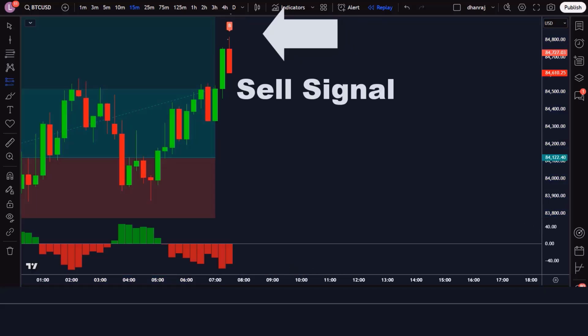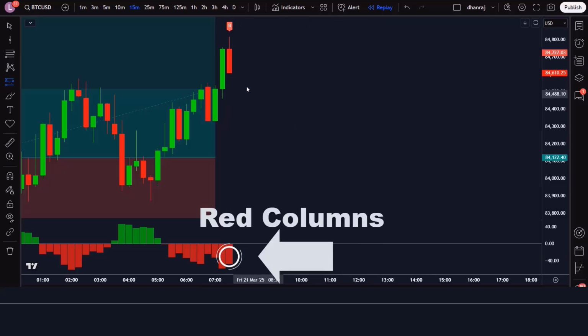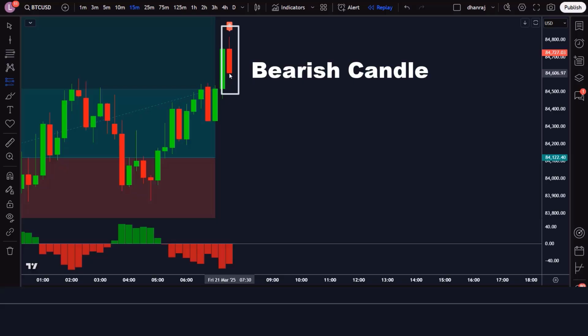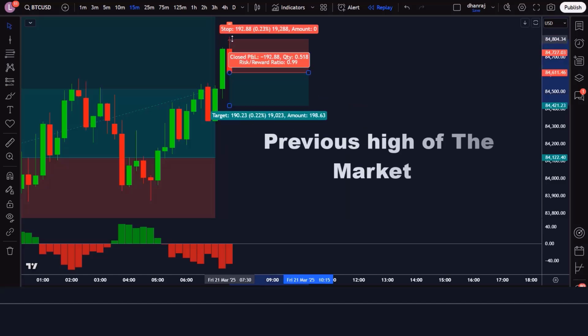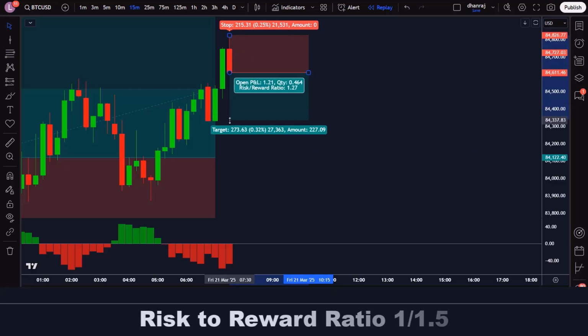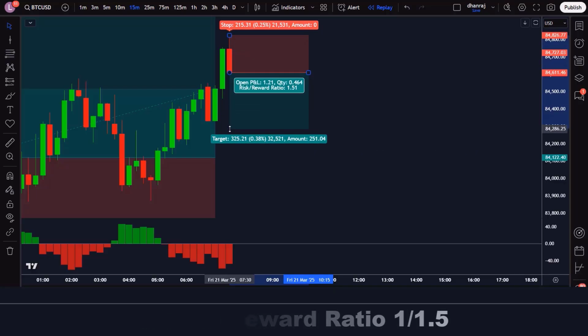Here the Bollinger Band's deviation indicator gives us a sell signal. Here the absolute price oscillator red comes. Here the market has made a bearish candle to give confirmation. So all our conditions are being fulfilled, so we are placing an order to sell. Our stop loss is to be placed at the previous high of the market. And the risk to reward ratio will be 1:1.5.